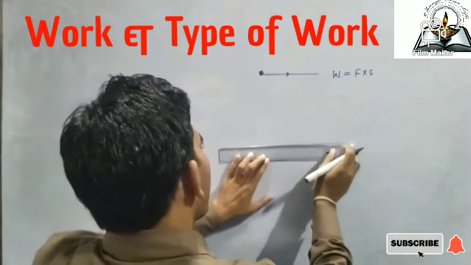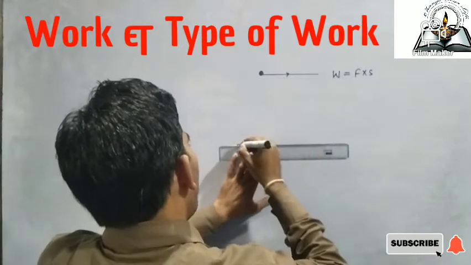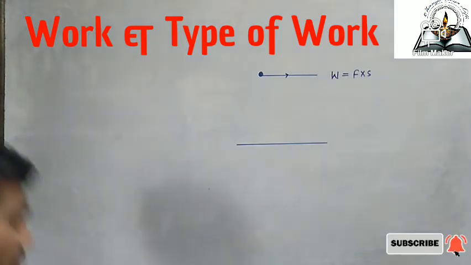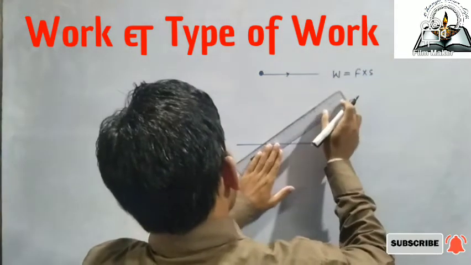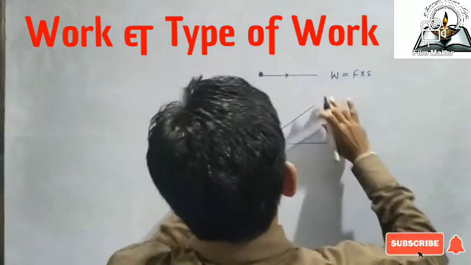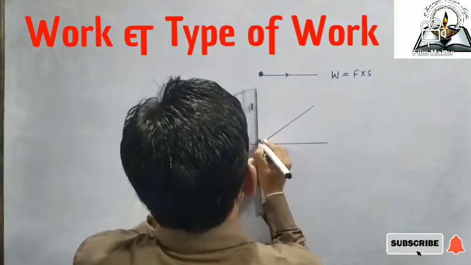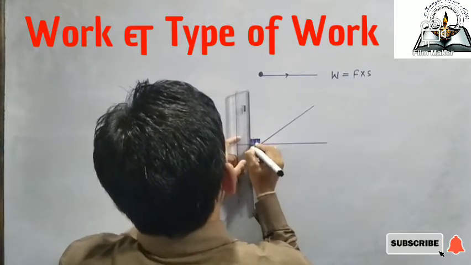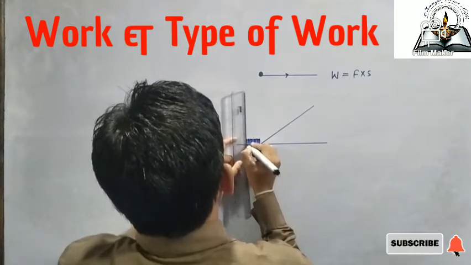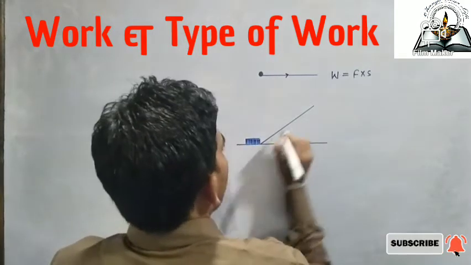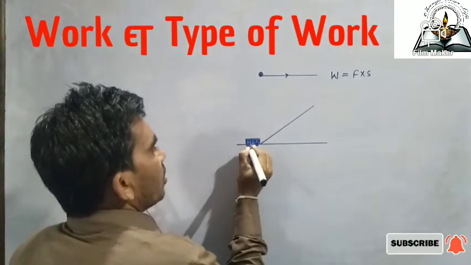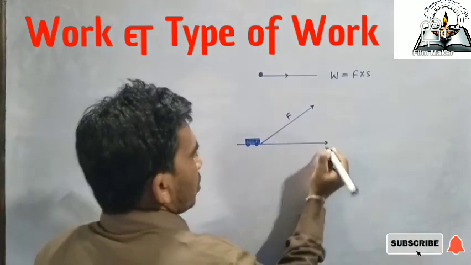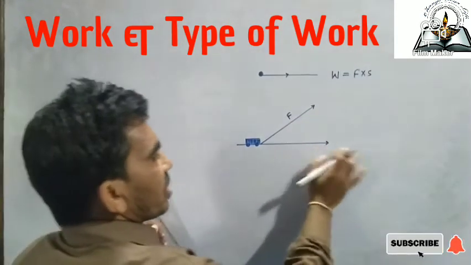But today we have to see what happens when there is a difference between the force and displacement. When we apply a force on any object, the displacement takes place in a different direction. For example, consider this is the object, and when we apply force in this direction, the displacement of the object takes place in this manner.